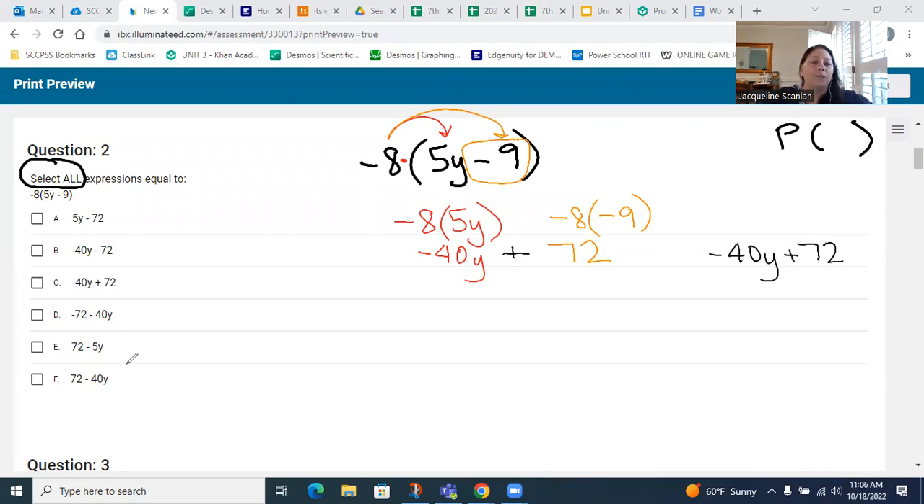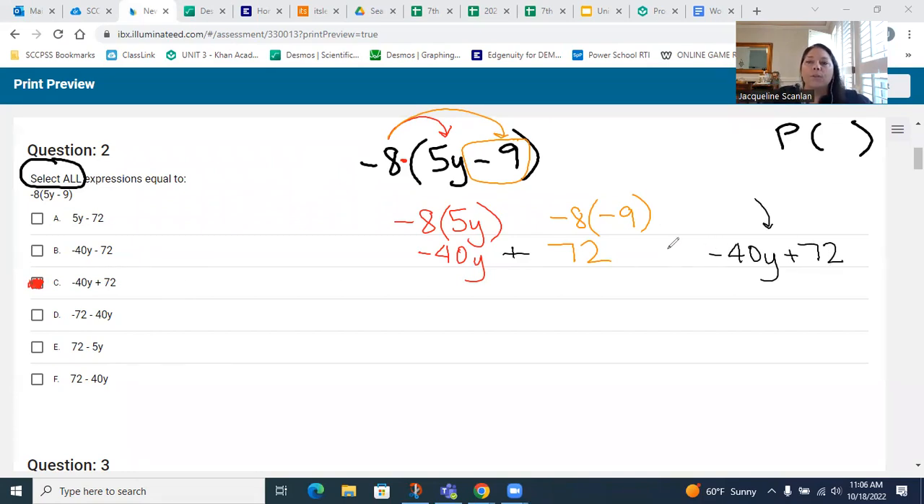And I'm given A through F choices. So I have to look through every one of these and see which ones are equal to this answer. So we're going to look for the most obvious one, which is the one that matches it exactly, which is letter C. All right, they both say the exact same thing, -40y plus 72.